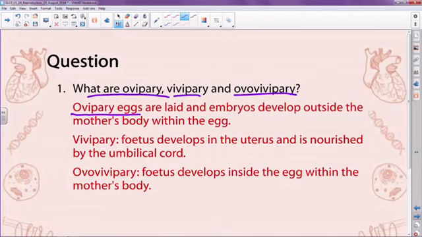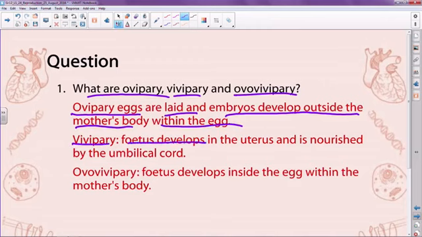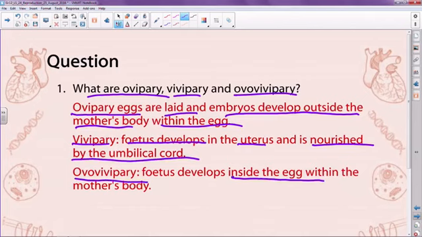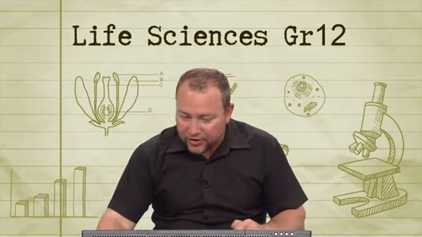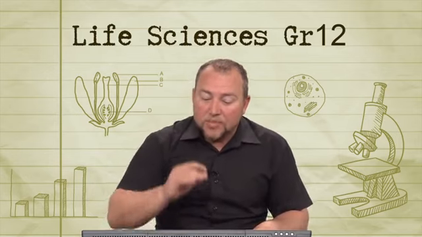Oviparous: eggs are laid and embryos develop outside the mother's body within the egg. It's the first one. Viviparous: the fetus develops in the uterus and is nourished by the umbilical cord. And then lastly, ovoviviparous is where the fetus develops inside the egg within the mother's body. That was the first question. So still in an egg, but inside the mother's body. Let's have a look at the next ones. Next one was, please give the correct biological terms for the following.